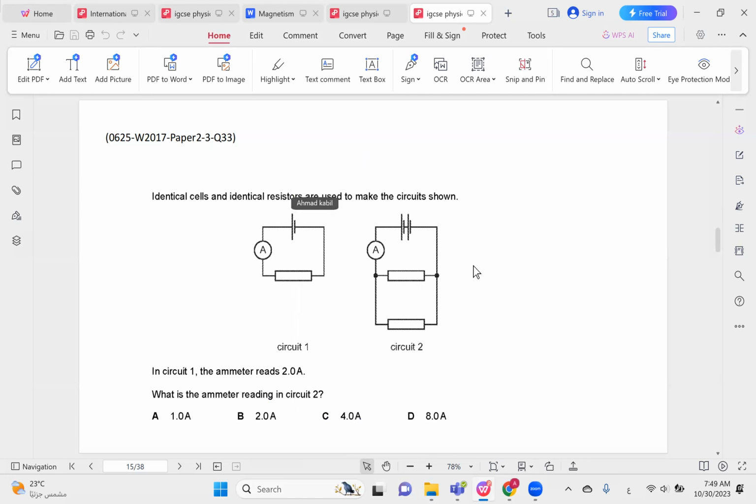So this is one cell. So the voltage supply here, let's call it V. And the resistance here can be called R. In the other diagram, we have 2V, and we have R here, and we have R here as well. We want to know what the ammeter reading is in circuit 2. So what's the current in circuit 2? What's the total current, right?